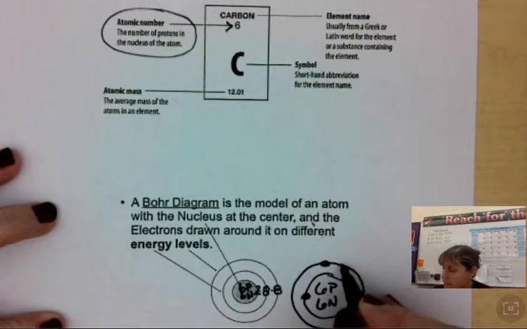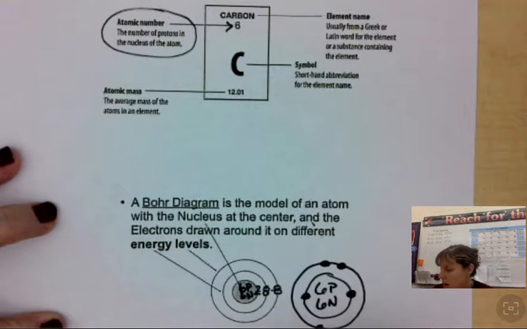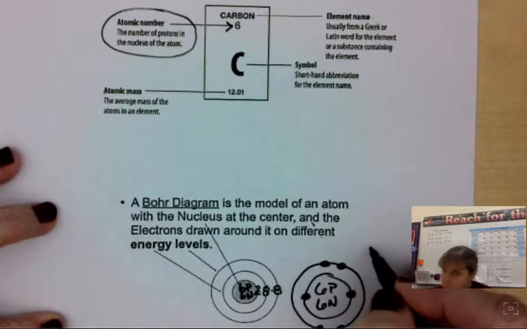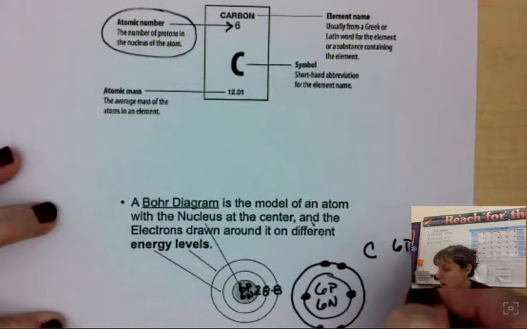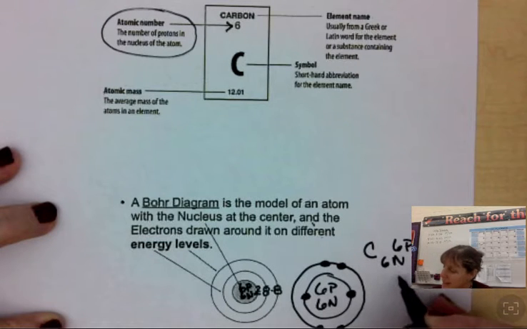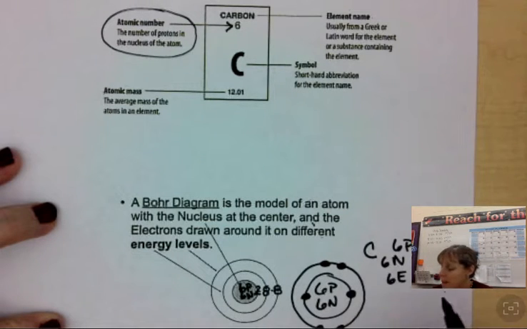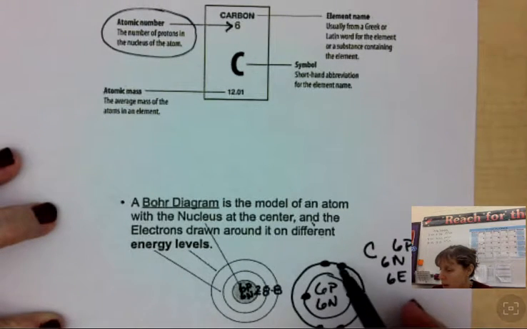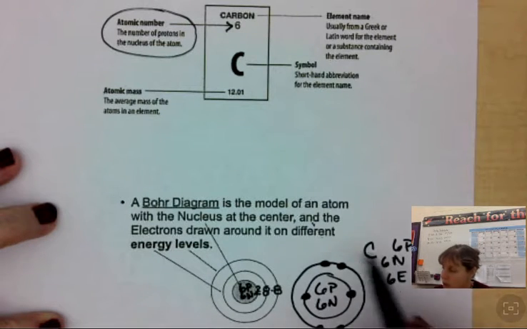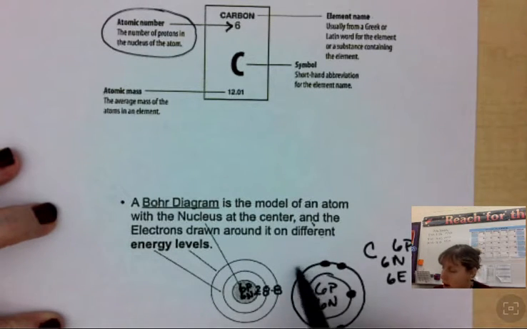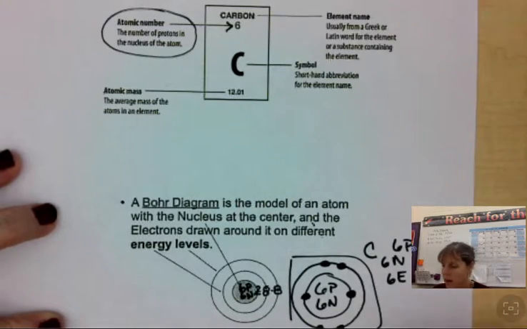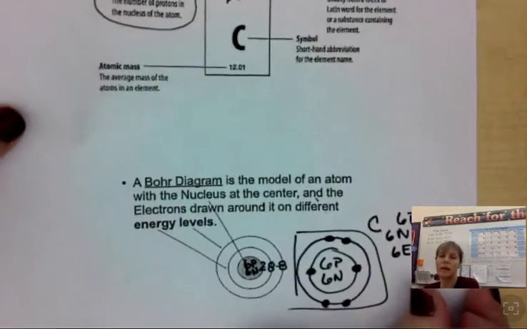1, 2, 3, 4. So carbon has 6 protons, 6 neutrons, and 6 electrons. I'm sorry, I wrote that goofy. So 1, 2, 3, 4, 5, 6. Remember, our protons are a positive charge, our neutrons are a neutral charge, and our electrons are a negative charge. So this is what a Bohr model of carbon might look like. Okay? So let's look at another example.